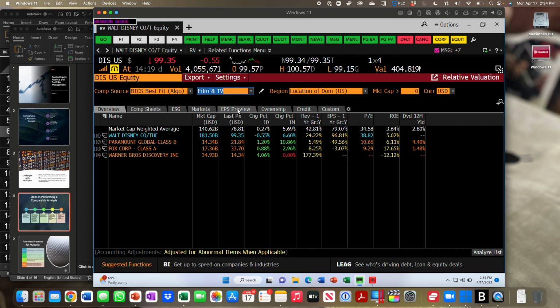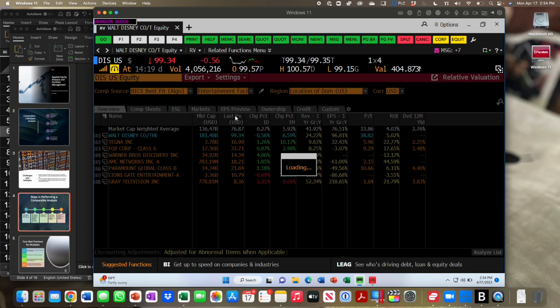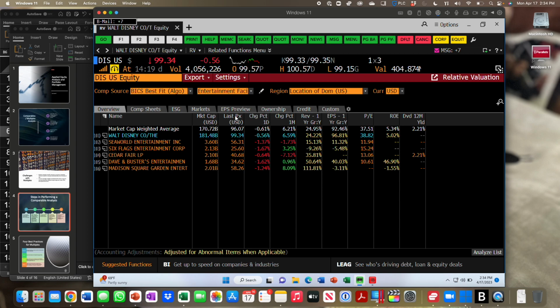Here is film and TV, which has one group of peers. Here is entertainment facilities, which is another group of peers. So you could do that. But here's the challenge. Disney is still one company. I can't slice off Disney's entertainment business versus their film and TV part of their business. I still have one Disney, which is an average of the two.